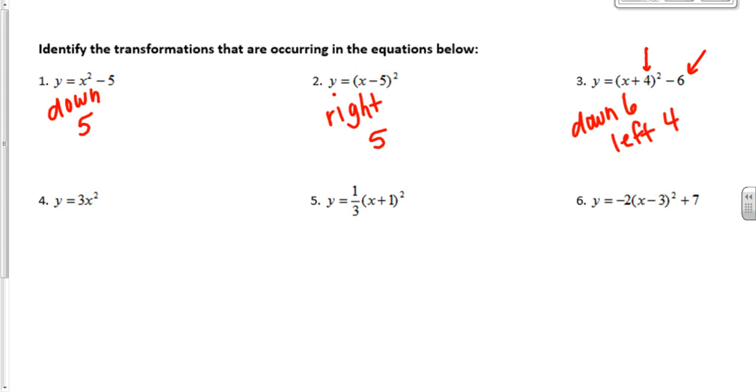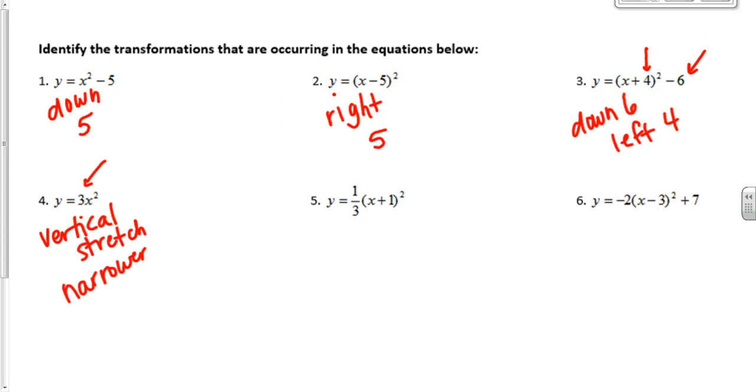All right, number 4 just has 1 extra number from the parent function, just has that 3. It's on the outside of parentheses, so that means it is a vertical stretch or compression. And because it's a 3, it's not a fractional number, that means it is a vertical stretch. You could even say narrower if you wanted to ignore the stretch or compression thing.